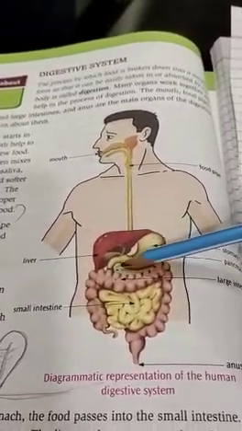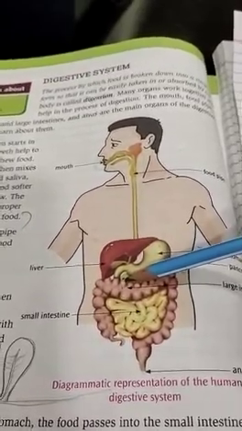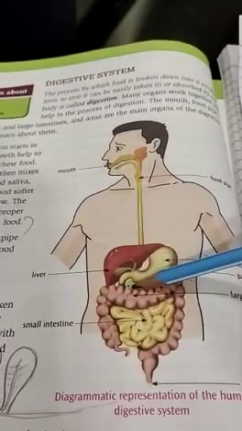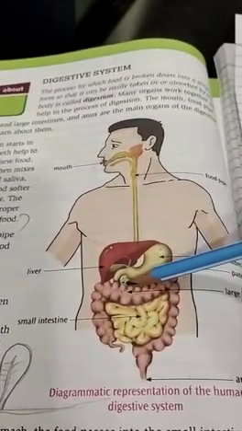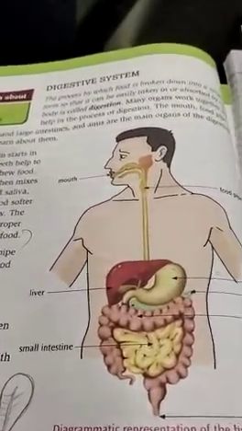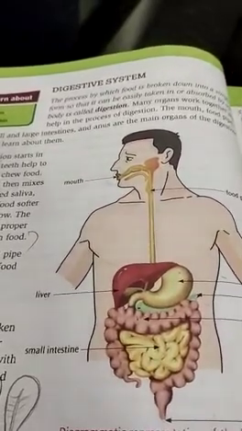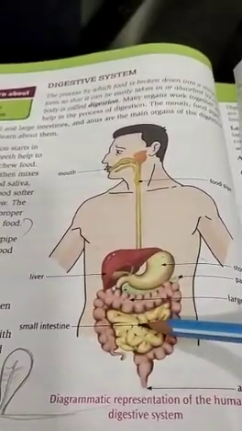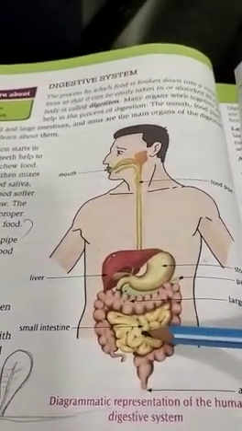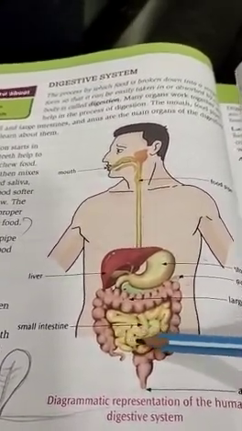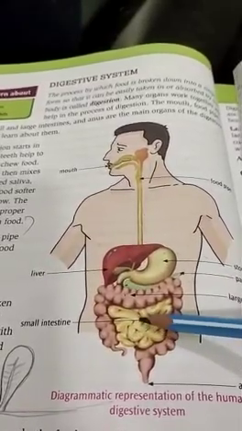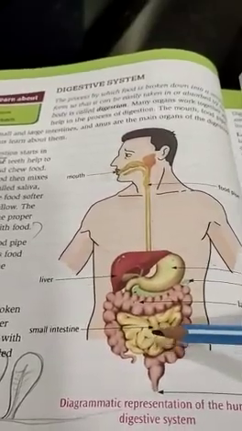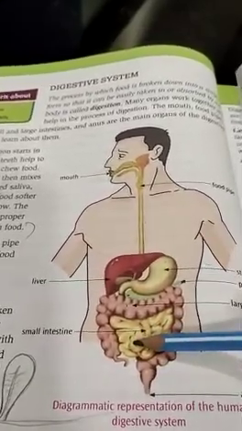While the pancreas secretes pancreatic juice, which helps in the breakdown of sugar, fats, proteins, and starch. The walls of the small intestine also secrete juices, which help in the further digestion of the food.